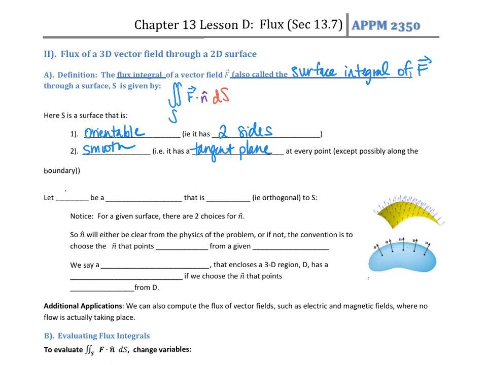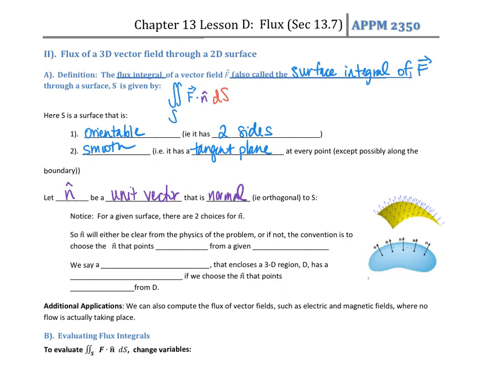And then we need to define what we mean by n, because n, again, is going to be a unit vector that's normal to the surface, but we have two choices for n. In this surface picture right here, you can see we could either define n to be pointing up, or pointing outward, or down. And so we need a convention so that we're all talking about the same thing when we say whether a flux is positive or negative.